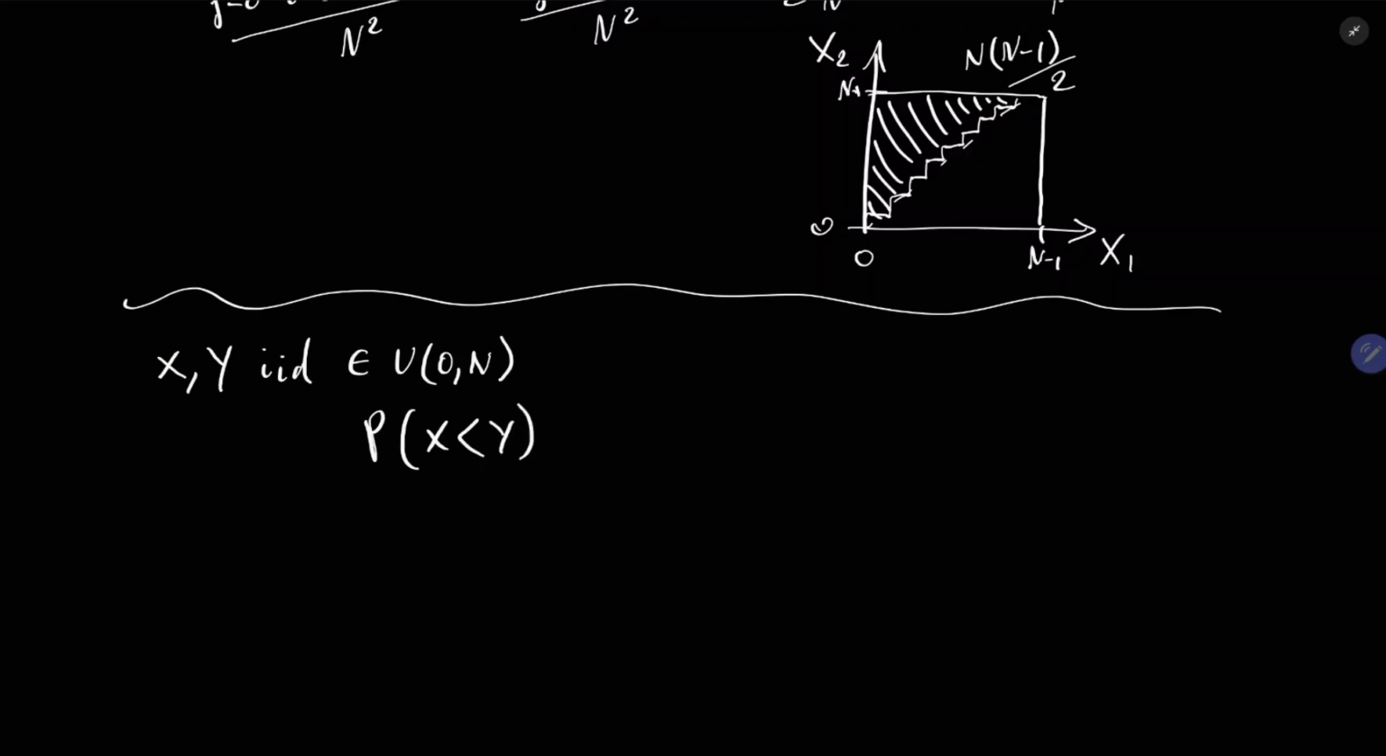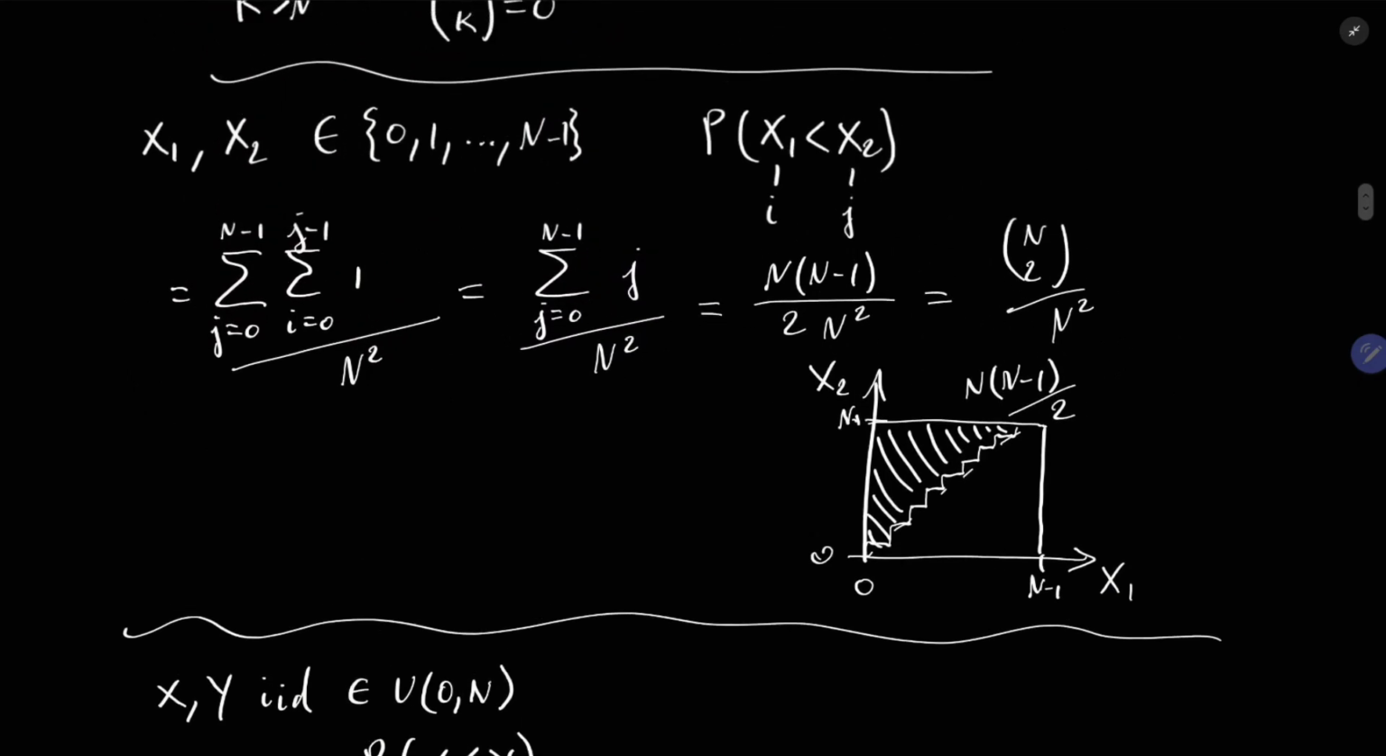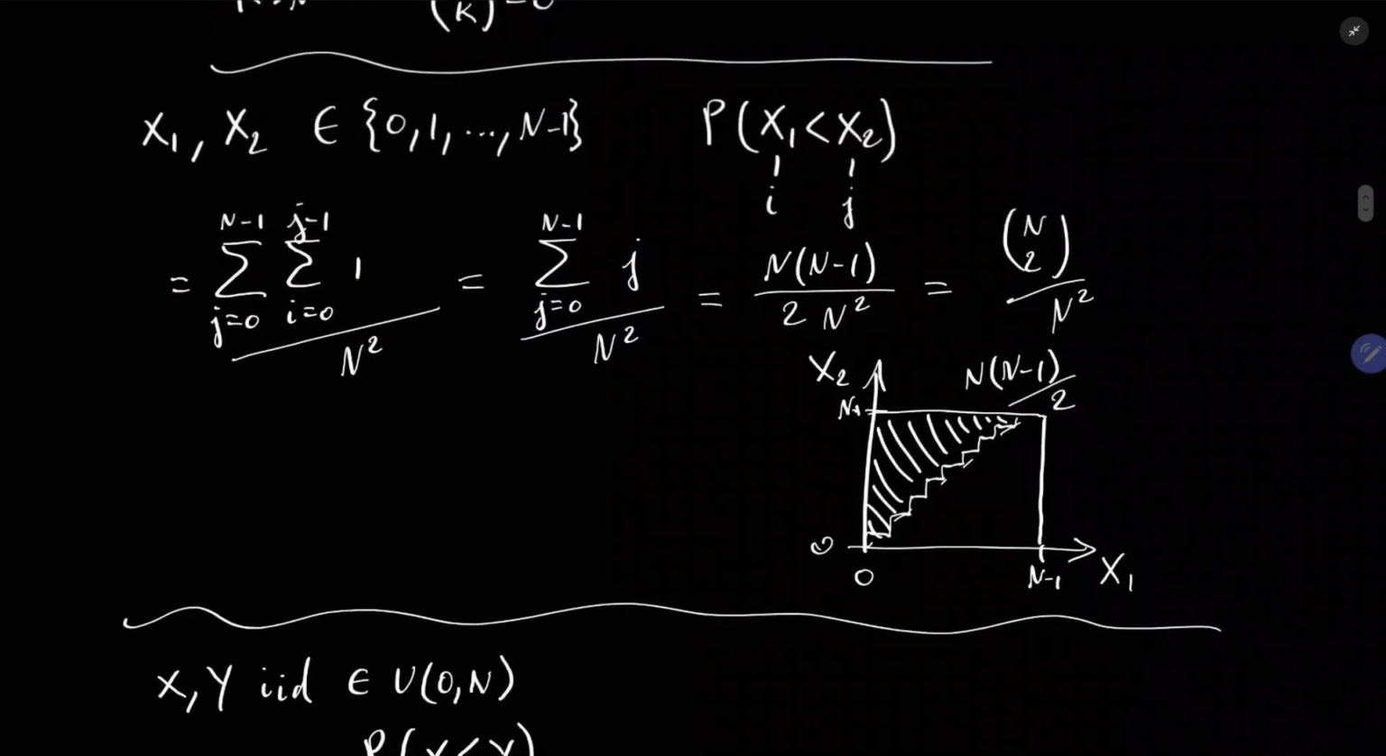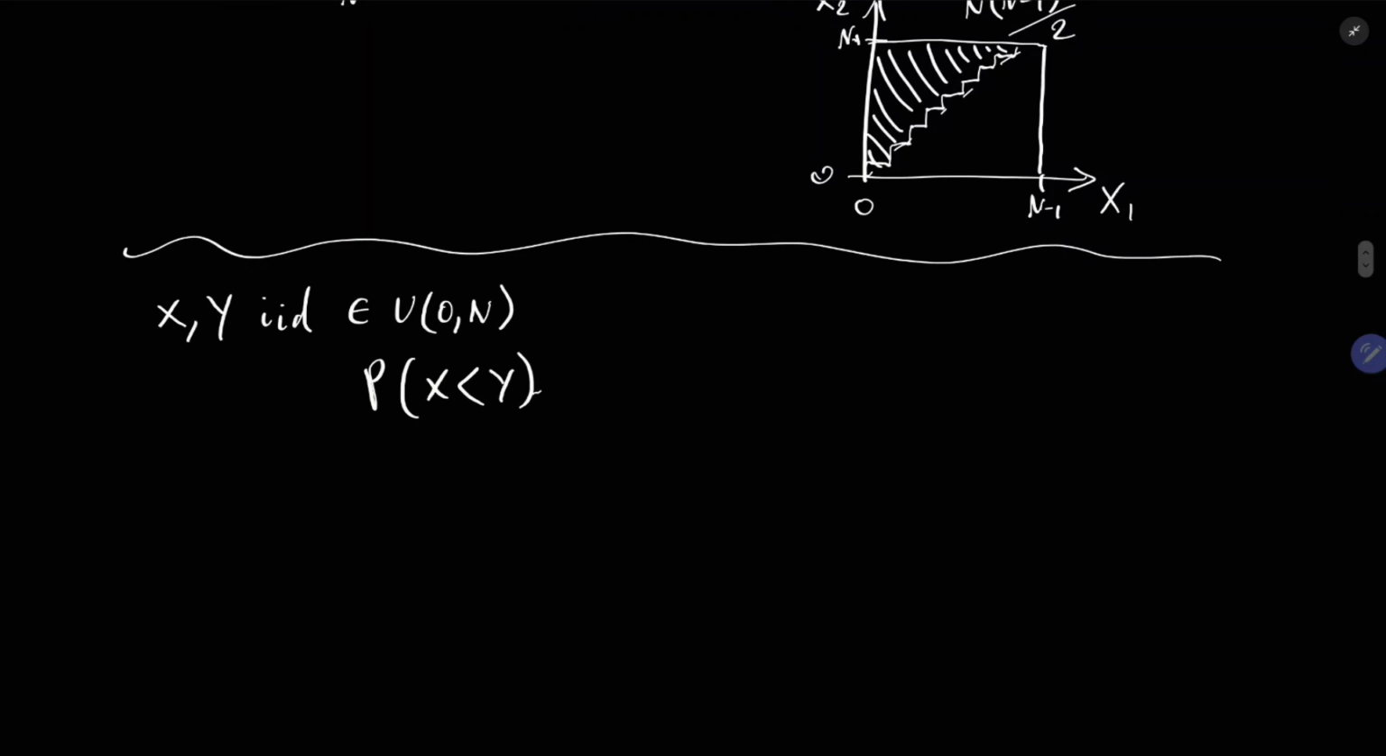To answer this question, we are going to use a similar trick to the one we showed with the discrete case, with the sum. But of course, because we have continuous variables, we cannot use a sum. We have to use an integral, and that probability is equal to the integral for y equals 0 to n of the integral for x equals 0 to y of the probability density function f_XY(x,y) dx dy.